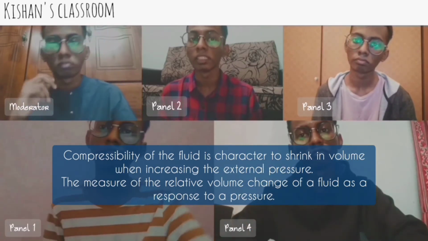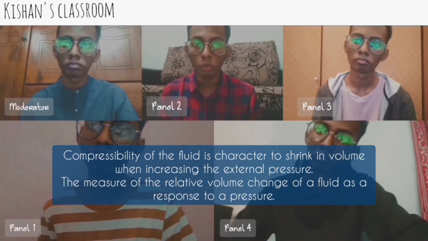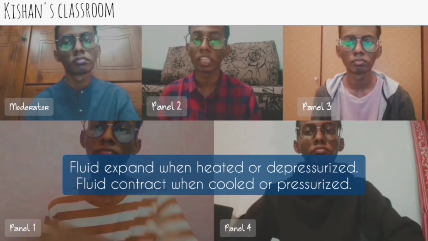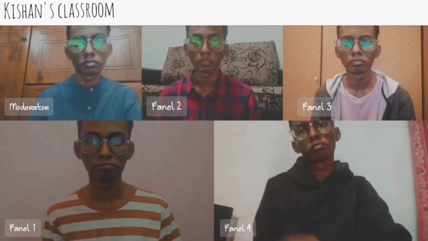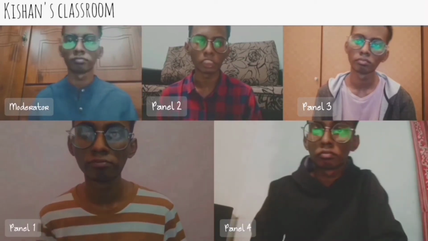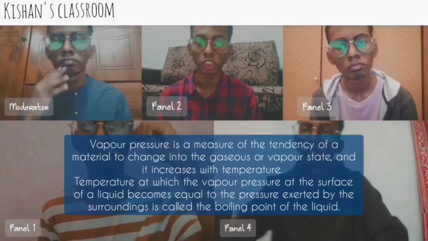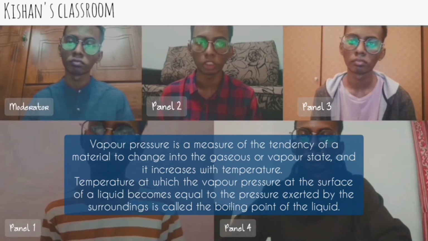It is also defined as the measure of the relative volume change of a fluid as a response to a pressure. The fluid expands when heated or depressurized, and the fluid contracts when cooled or pressurized. Okay, now we can go to vapor pressure. Vapor pressure is a measure of the tendency of a material to change into gases or vapor states, and it increases with temperature.